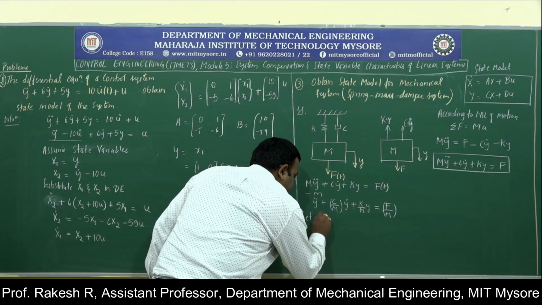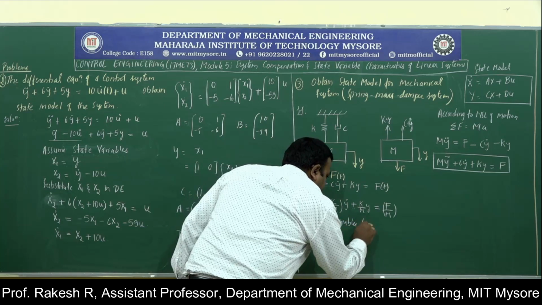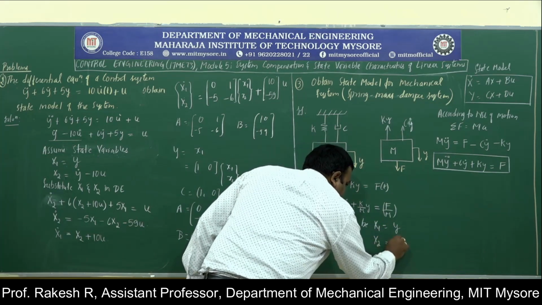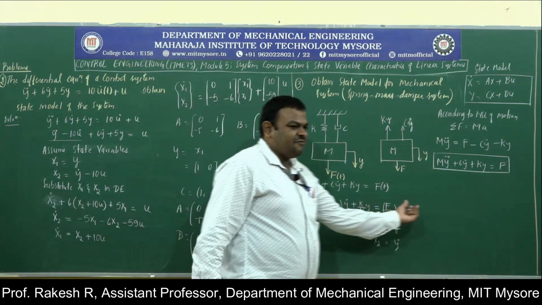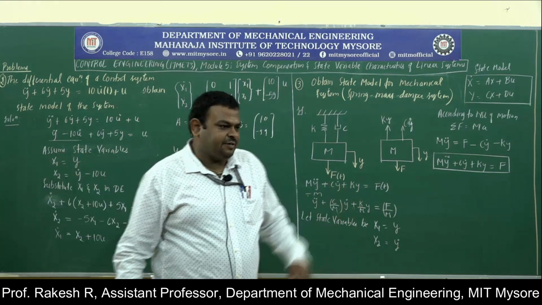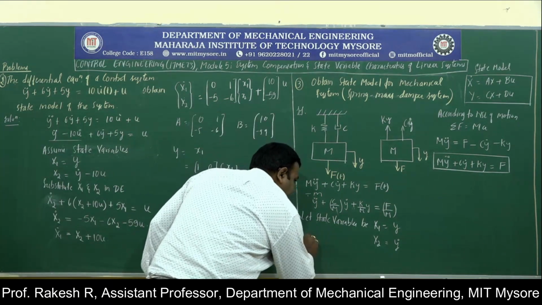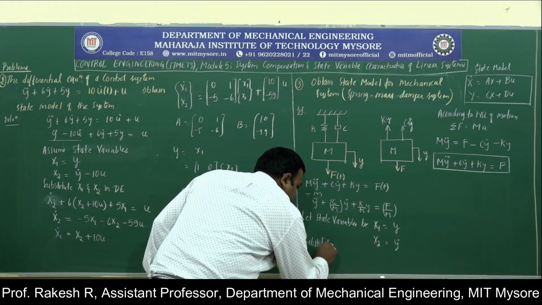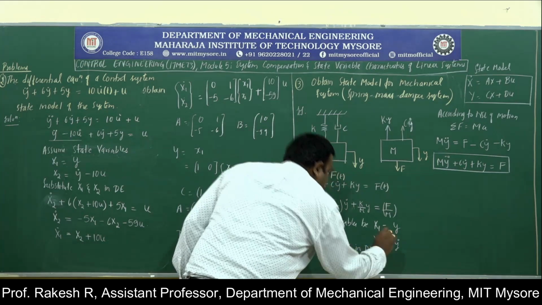Let the state variables be x1 is equal to y, x2 is equal to y dot. Again here there is no compensation, no f dot terms. If there are f dot terms, plan like this and substitute it. I will substitute x1 and x2 in the differential equation.